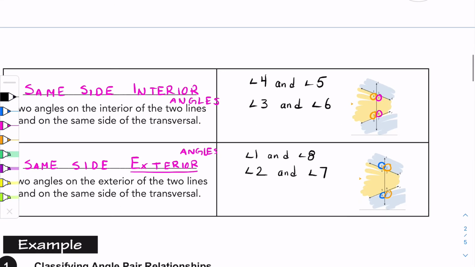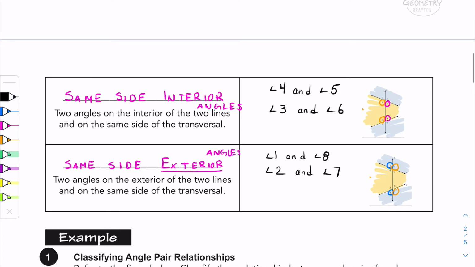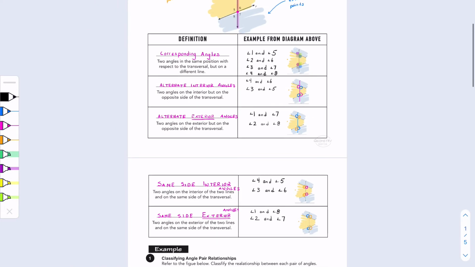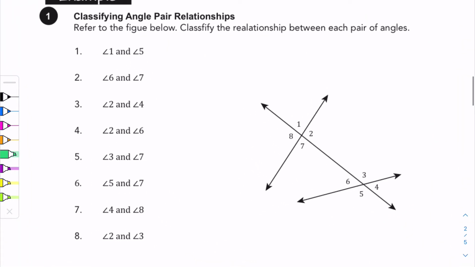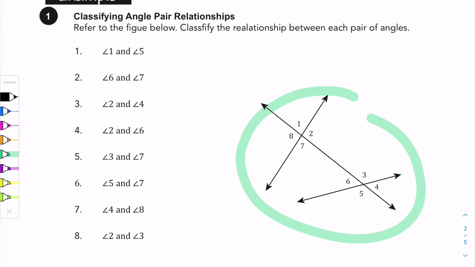So now that we've gone through all of the angle relationships as far as parallel lines, or as far as coplanar lines, I should clarify that, we can take a look at identifying different pairs. So looking at a diagram and picking from one of these 5 angle relationships as to what the angles are. For the first set of examples, we're going to refer to this figure and we're going to classify each one of these angle relationships.